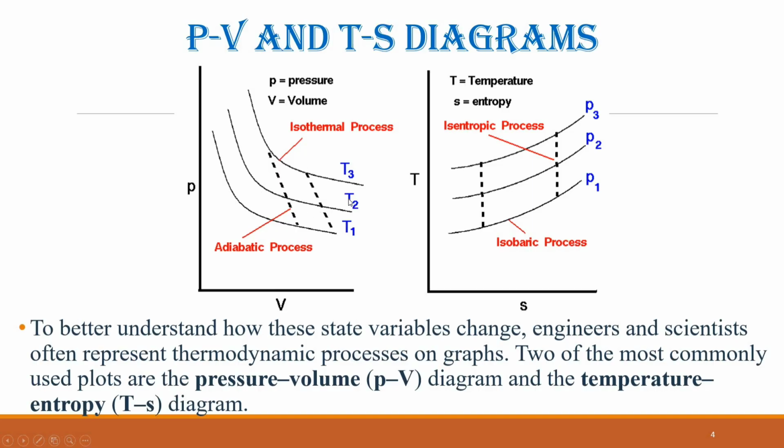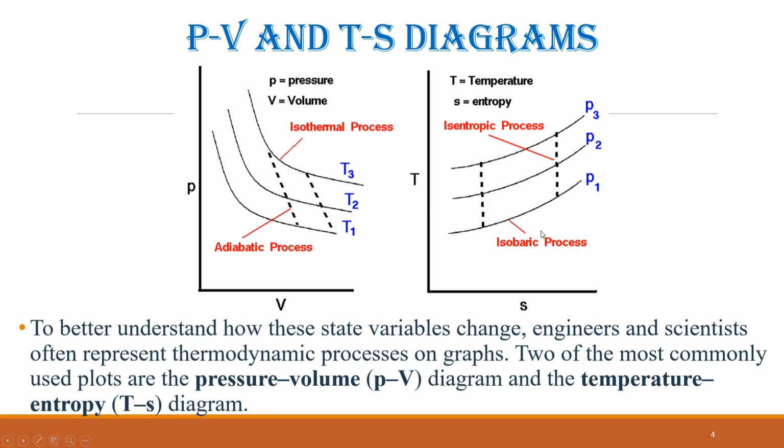Another important process, the adiabatic process, occurs when no heat is transferred into or out of the gas. During an adiabatic change, the pressure, temperature, and volume all vary, and this process typically appears as a steeper, dashed curve on the diagram. The area under the curve of any process on a PV diagram represents the work performed by the gas during that process.